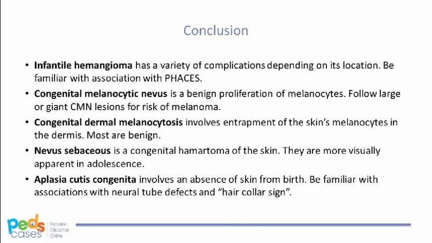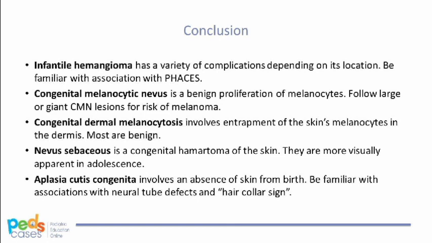Second, a congenital melanocytic nevus is a benign proliferation of melanocytes. It presents as pigmented macules, papules, or plaques. Hair may be present, but not in all cases. Follow large or giant congenital melanocytic nevi for the risk of melanoma developing later on.